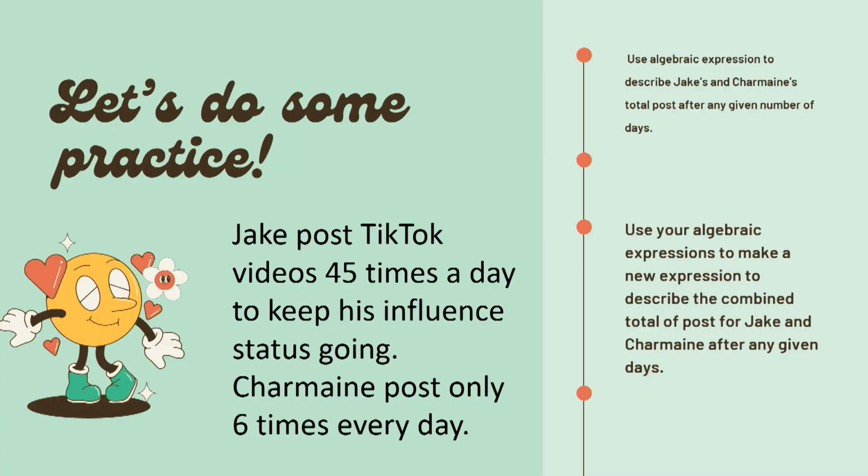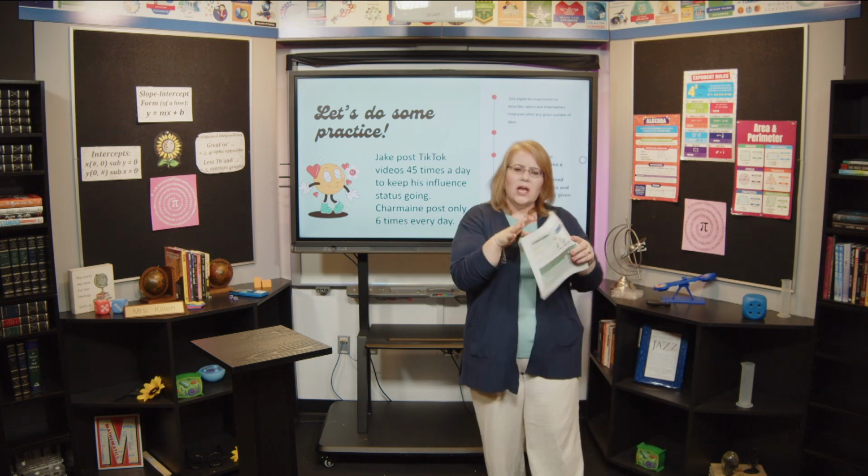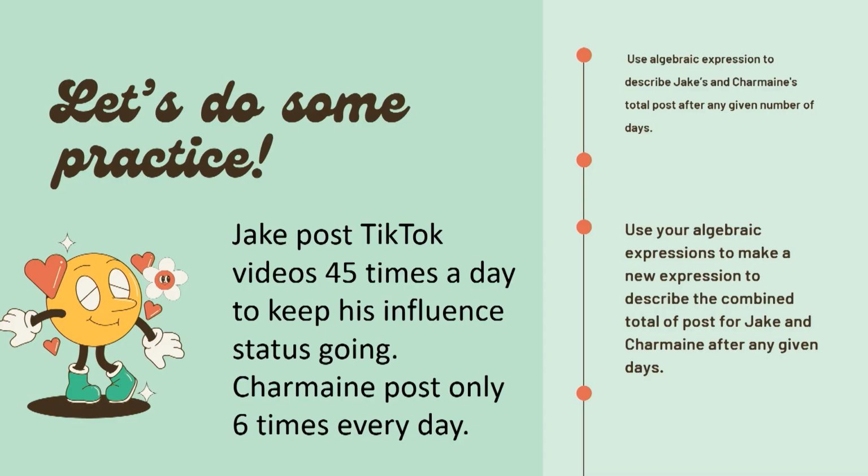It says, let's do some practice. Now, Jake posts TikTok videos 45 times a day to keep his influence status up. Jake is busy. Charmaine posts only 6 times every day. So what I want to do is use algebraic expressions to describe Jake and Charmaine's total posts after any given day. So how am I going to do this? What do you think you would do? Turn to your table partner and talk about how you would do this.